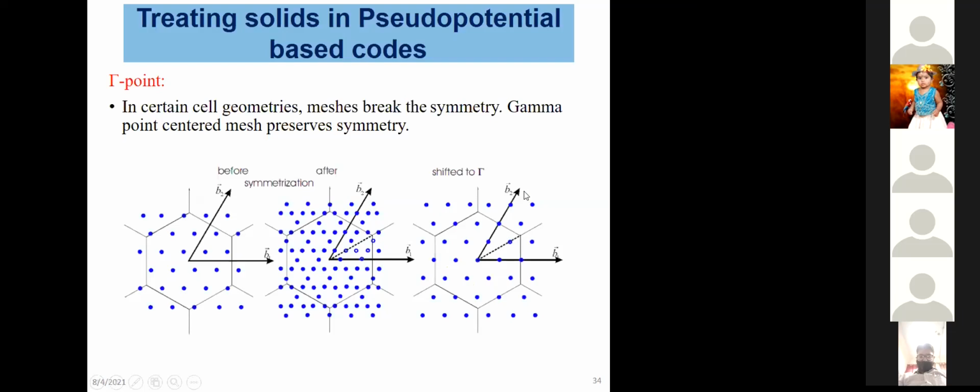So if we shift our reciprocal lattice vectors onto a k point, and that k point is at the center of the cell, this will give us evenly spaced k points, and the k points will also be equal along the B1 and B2 reciprocal lattice vectors. This is called shifted to gamma, or gamma centered, in our irreducible Brillouin zone.